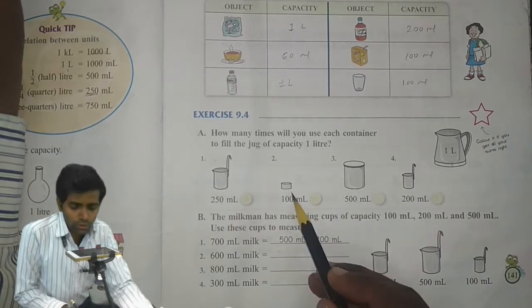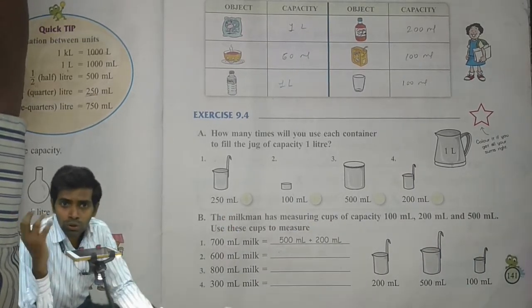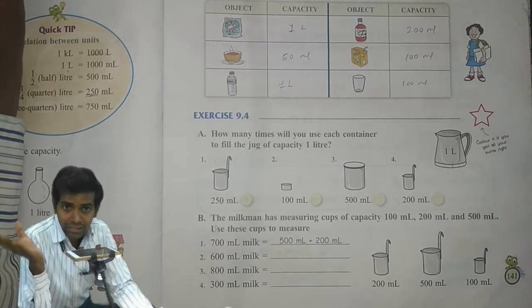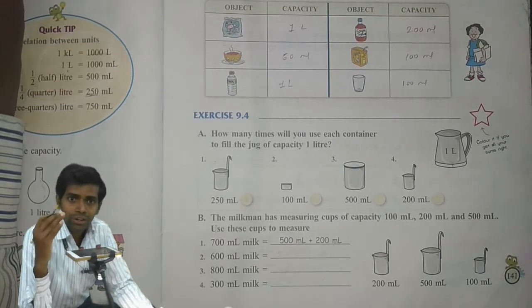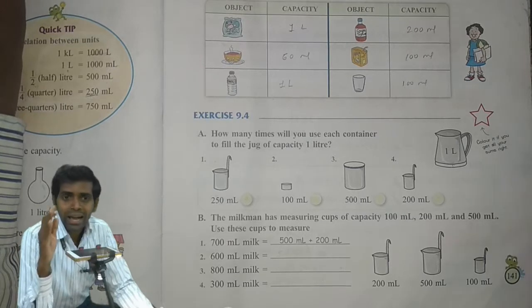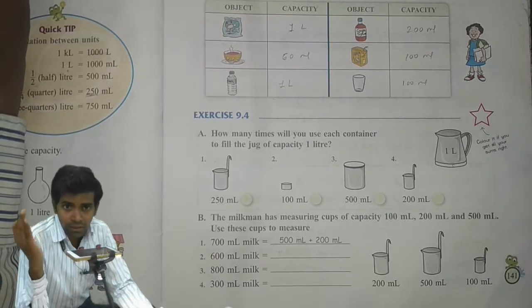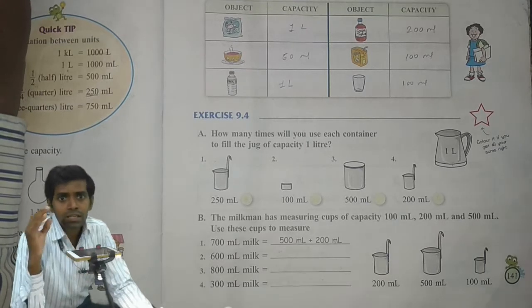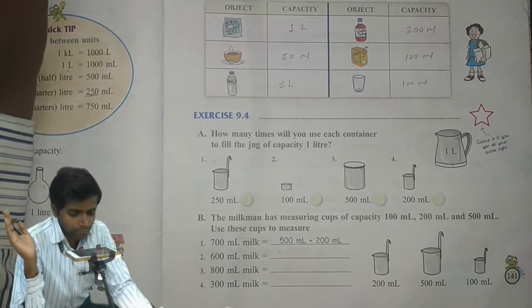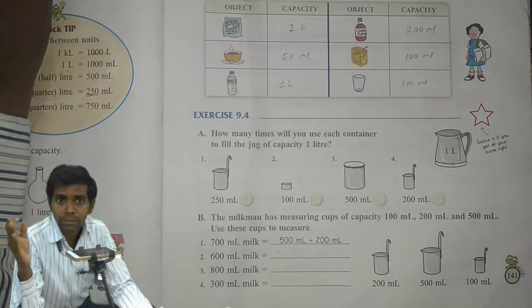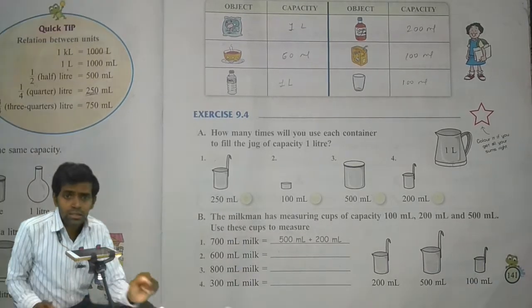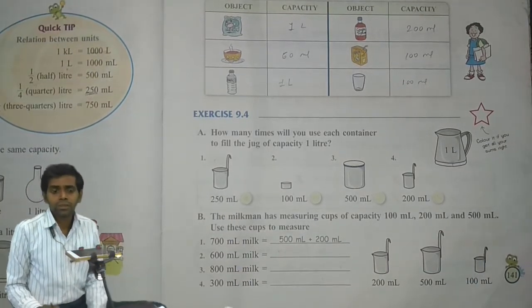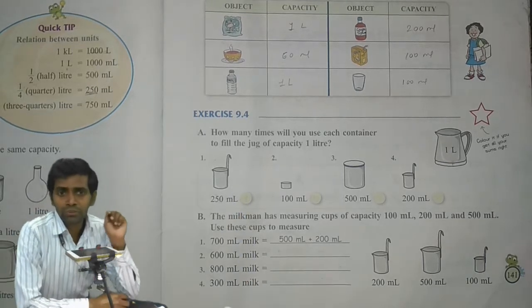And we have other smaller containers. छोटे छोटे और दूसरे बर्तन हैं. The capacity of each smaller container is different. So we have to understand in how many times we can fill the jug of 1 liter with the help of these small containers. The first container has a capacity of 250 milliliters.